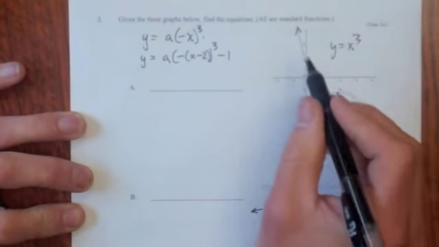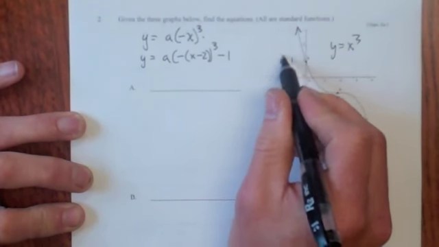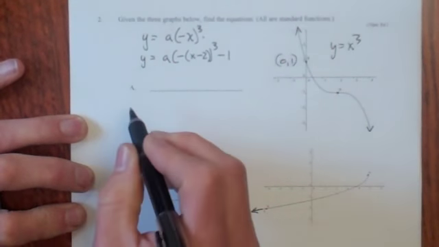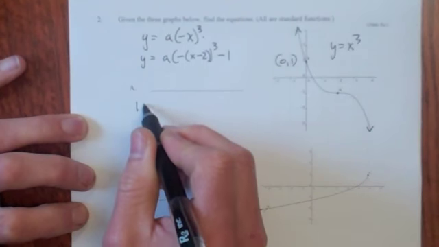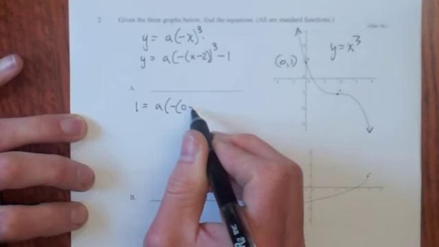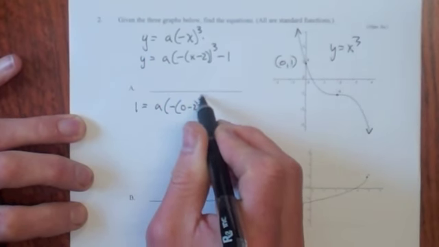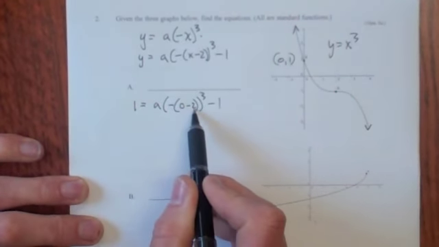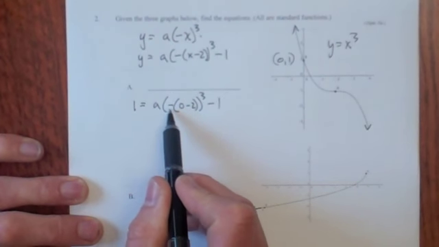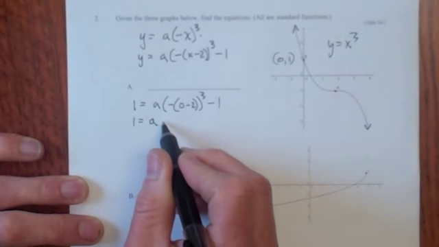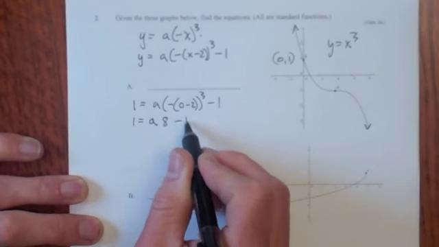When you go to substitute in this point here, which is 0 comma 1, to solve for a, we'll work through it very carefully and get a. So I plug in 1 for y. 1 equals a times negative (0 minus 2) to the third, minus 1. Well, 0 minus 2 and then negative makes that positive 2 to the third. So I get 1 equals a times 8 minus 1.